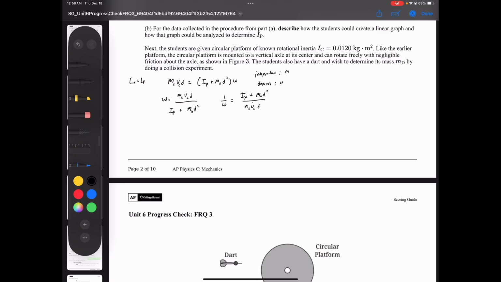Okay, and then I can separate this fraction as moment of inertia of the platform over the angular momentum of the ball plus this.